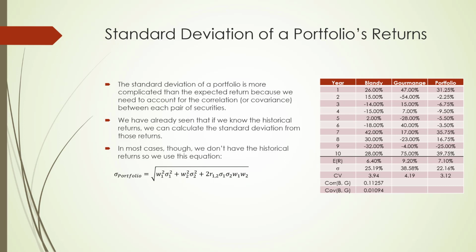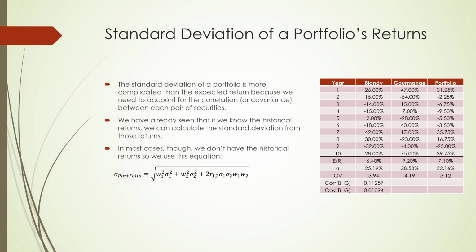This formula simply says that the standard deviation of a portfolio is, and this is for a two-stock portfolio, we'll see in a minute this gets more complicated as you add more and more securities. But for a two-stock portfolio, we take the weight of stock 1 squared, that might be Blandy, times the variance of stock 1, plus the weight of stock 2 squared, that might be Gourmand, times the variance of Gourmand, plus 2 times the correlation between the pair of securities, times the standard deviation of the first stock, times the standard deviation of the second stock, times the weight of the first stock, times the weight of the second stock, and then take the square root of that whole thing.